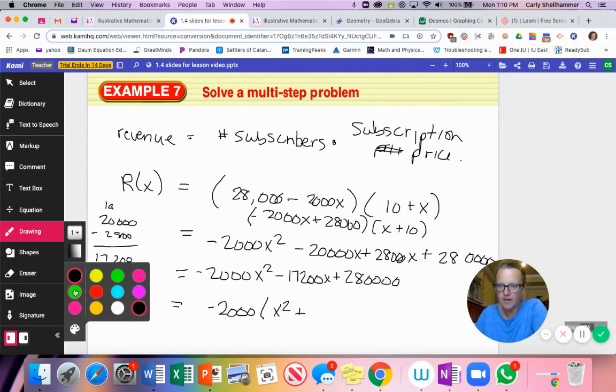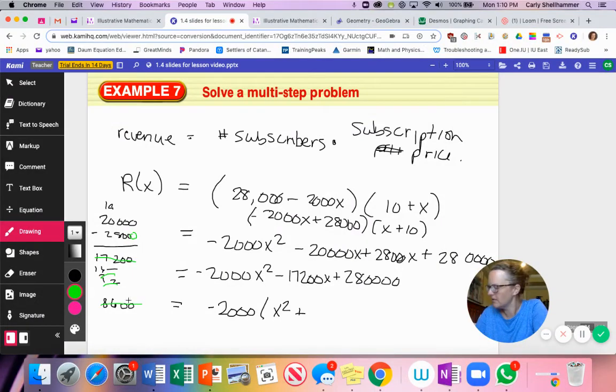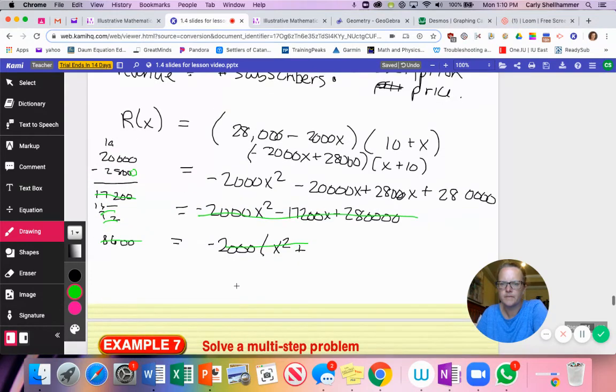Okay, looks like I've made a math error. That's 3 zeros. I only did 2 zeros here. So that is not right. That should be 8,000, which goes here. So that equals negative 2,000 x squared plus 8,000 x plus 280,000. See how complicated things can be when the numbers get bigger, especially when you're trying to collect zeros.